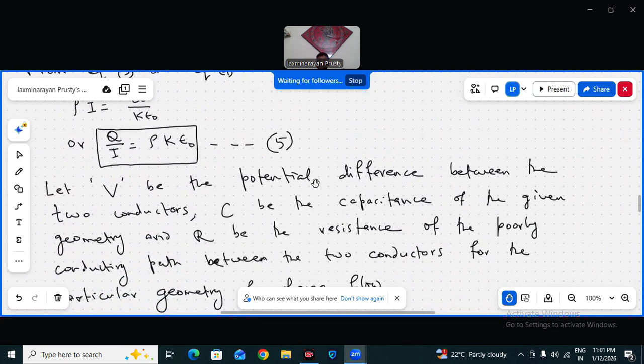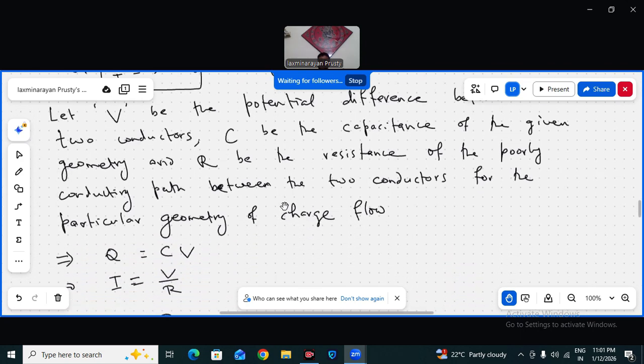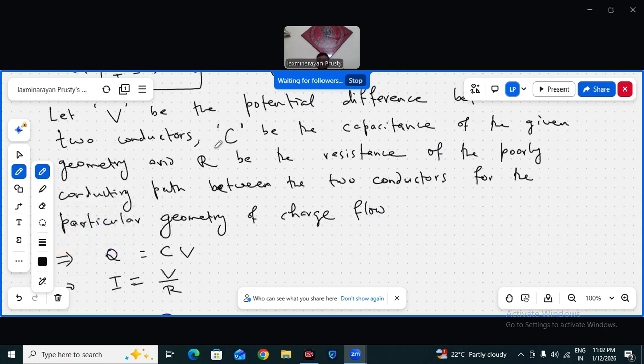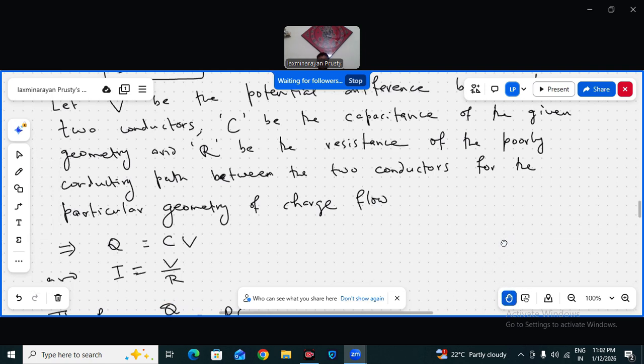Let V be the potential difference between the two conductors, C the capacitance of the given geometry with the given dielectric medium, and R the resistance of the poorly conducting path between the two conductors for the particular geometry of charge flow. How the charge is flowing, I do not know, but for that geometry, whatever the resistance, I call it capital R.